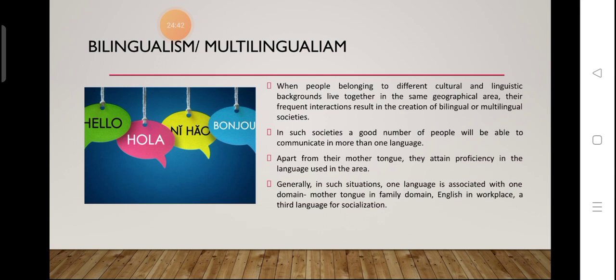And of course, if they have been to some other states in India, there are many people who know Tamil, many people who know Kannada, or many are very fluent in our national language, Hindi. So this is bilingualism or multilingualism, communicating in more than one language. The proficiency that you have in languages other than your mother tongue makes you a bilingual or a multilingual.